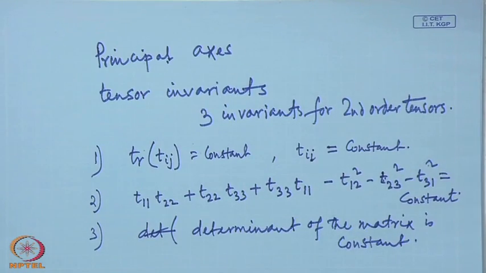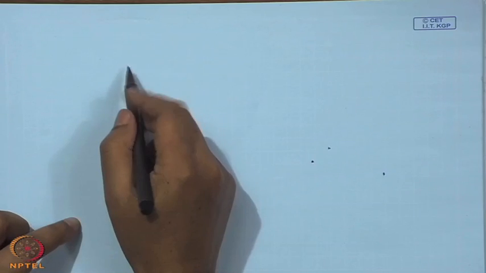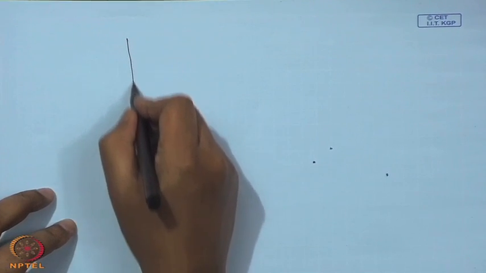So, when we rotate the axis system, the individual stress elements of this matrix change, but the change is such that the sum of the diagonal always remains constant. Now, what are these diagonal elements? Let us write the stress tensor in matrix form.